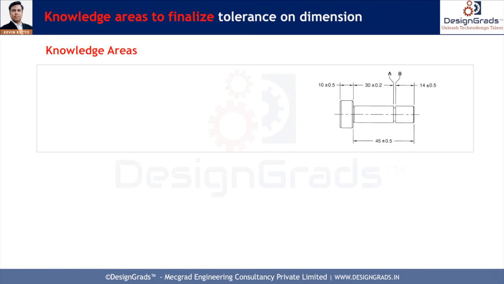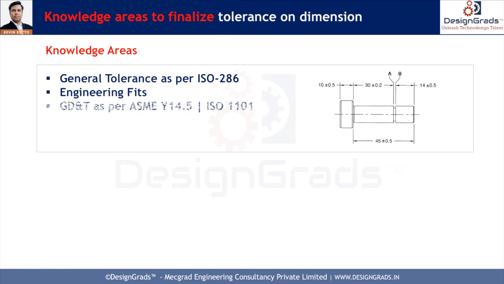For example, engineers need to have knowledge of how to select general tolerances as per ISO 286. But that is only the first step. We should also have knowledge of functional dimensioning and tolerancing with the engineering fits and GD&T as per ASME Y14.5 and ISO 1101 standards. Once we provide functional dimensioning, the next critical phase is to optimize this tolerancing and dimensional chain, which means how we dimension the part in the drawing.